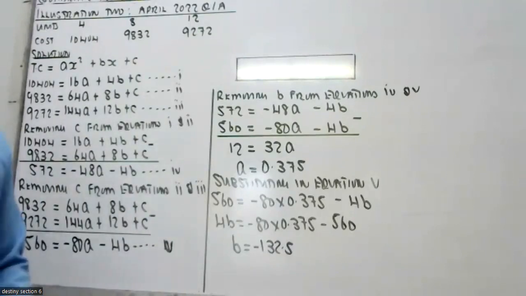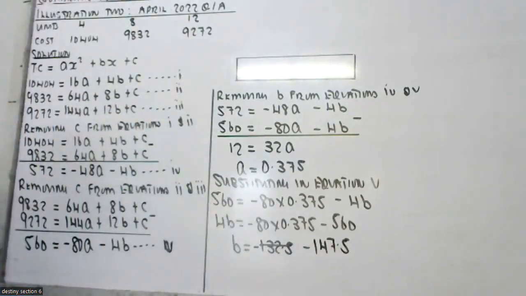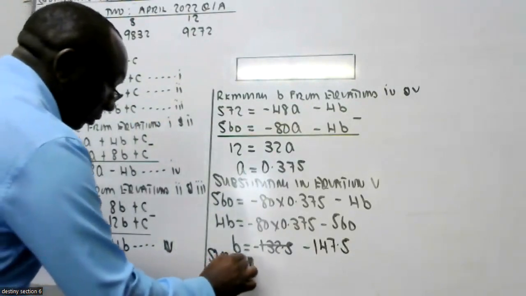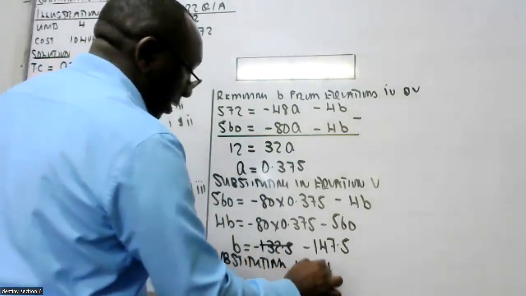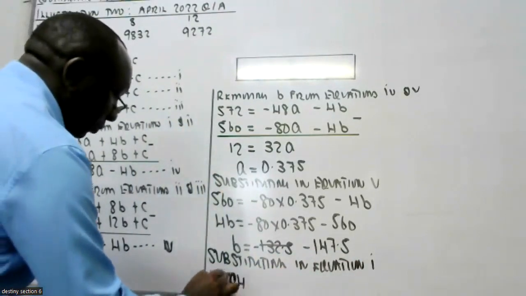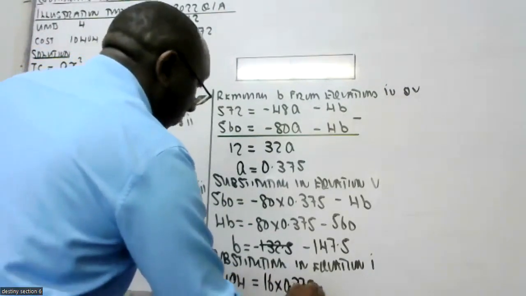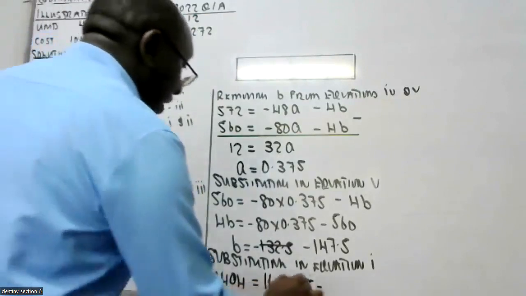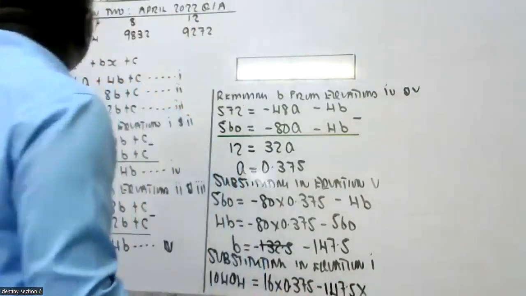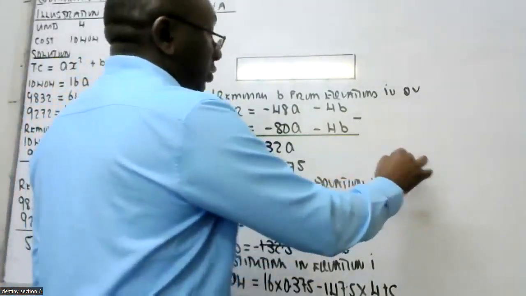Then redo so that you both confirm. Tracy, what do you have? Negative 147.5. Yeah, so it's negative 147.5. So if that be the case, then substituting in equation 1, we are going to have 10,404 being equal to 16 times 0.375 minus B, B is 147.5 times 4, plus C. So solve and tell me C is what?